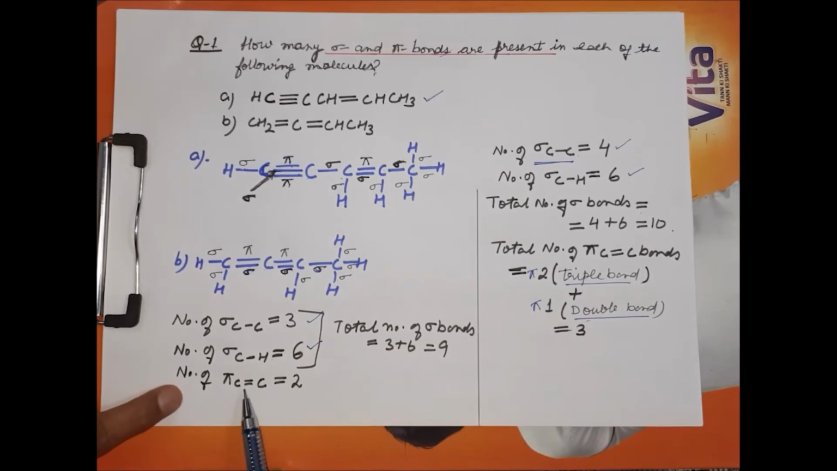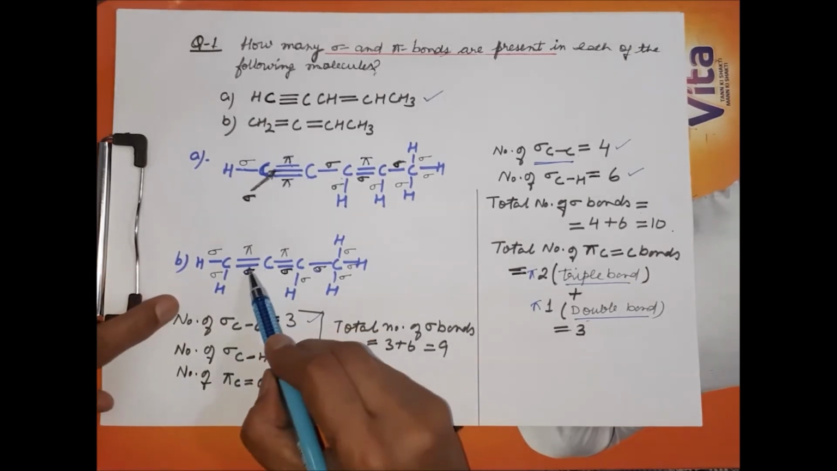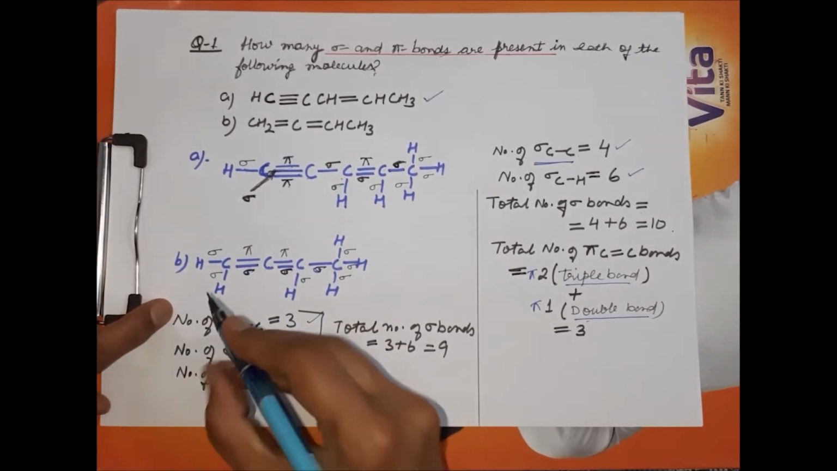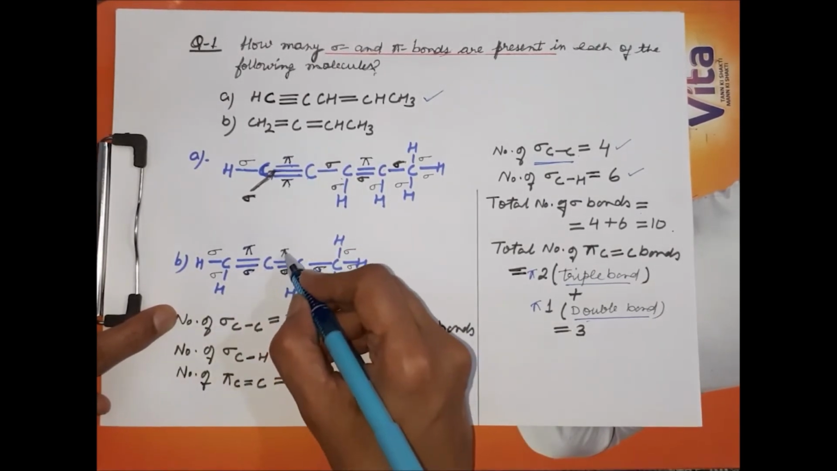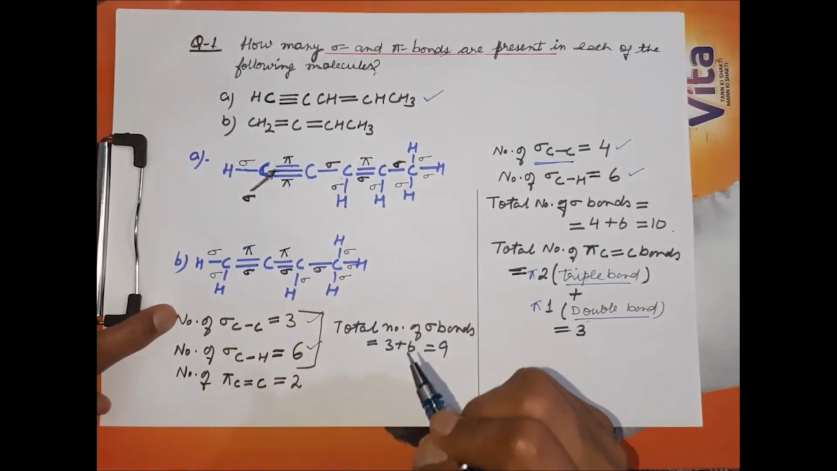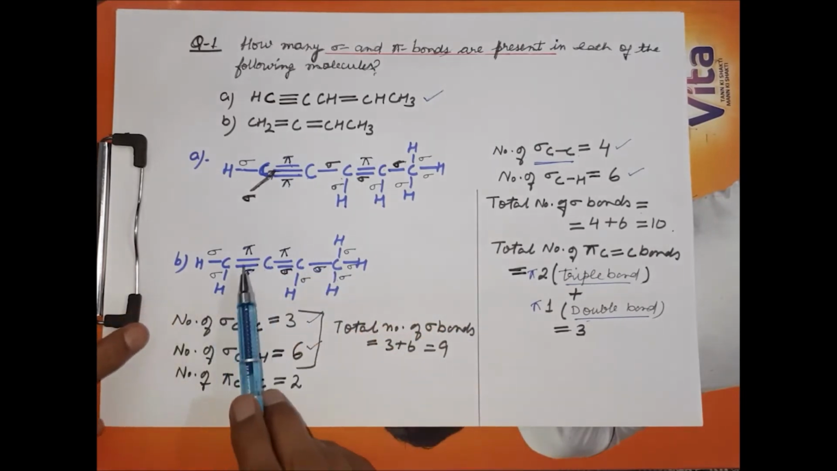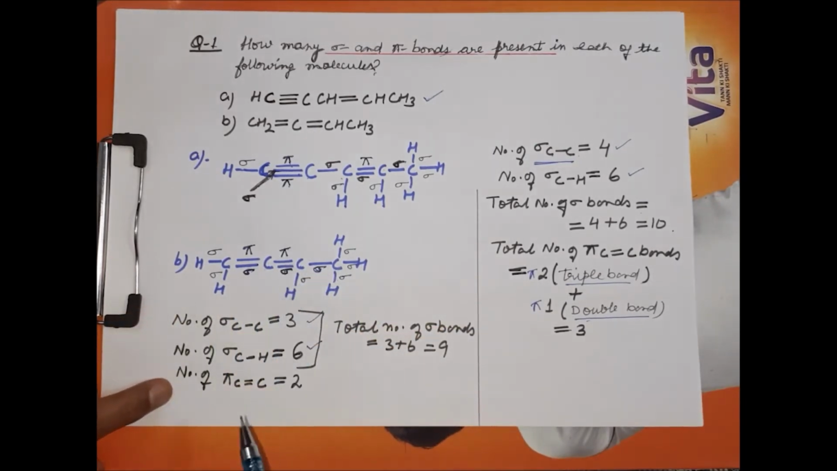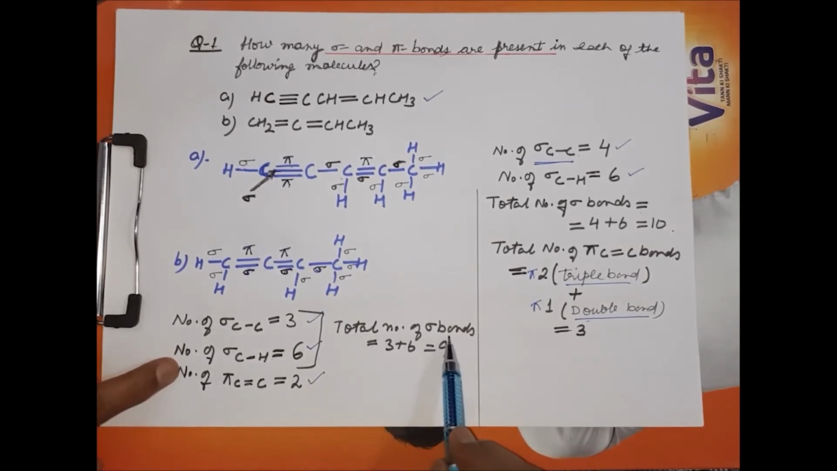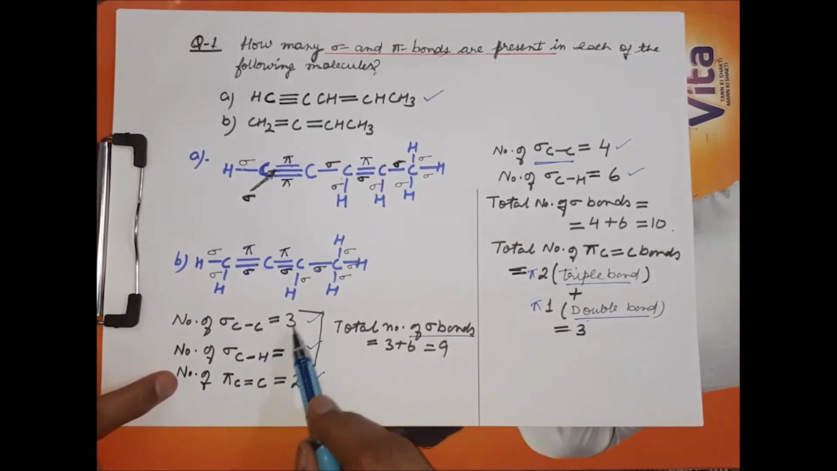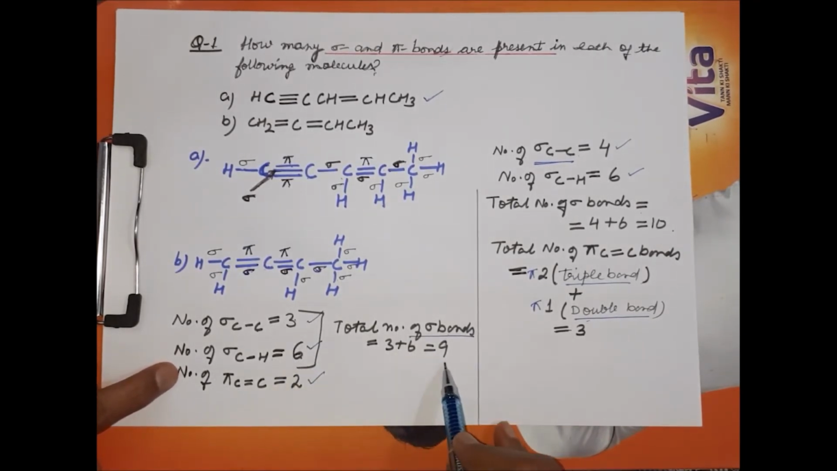Now after sigma, the pi carbon-to-carbon bonds. This is a double bond, and we know very well that in a double bond one will be the pi bond. Here also it is the same, one will be the pi bond. So there are only 2 pi C=C bonds. So this is 2. And here the total number of sigma bonds will be 3 plus 6 is equal to 9.